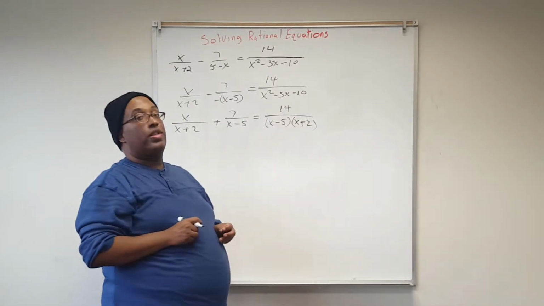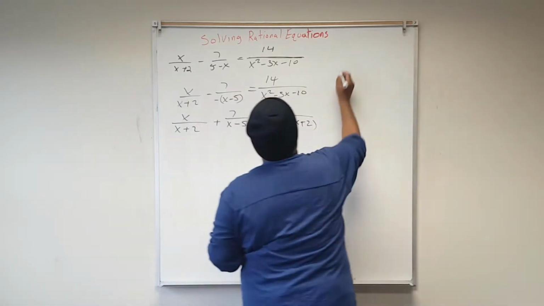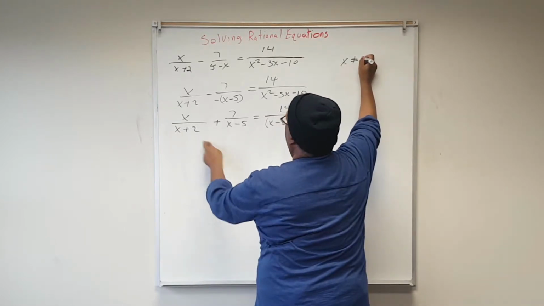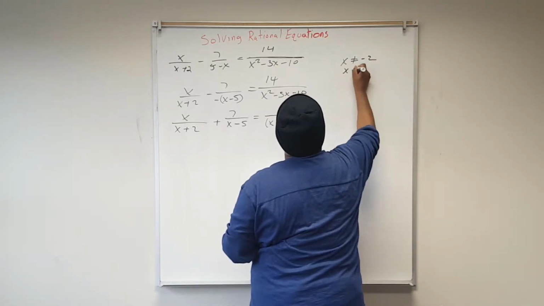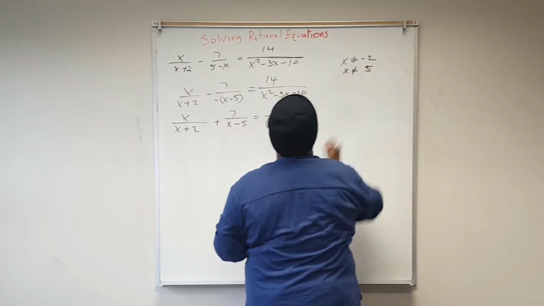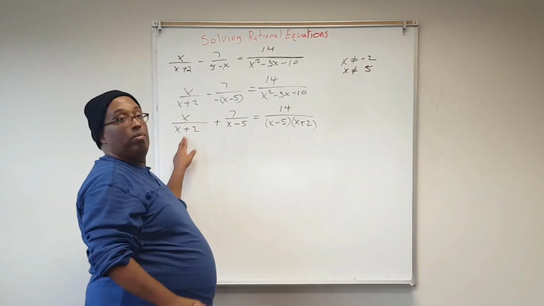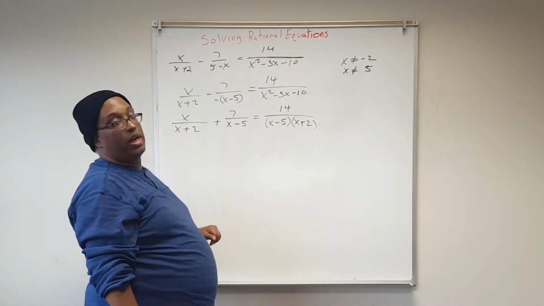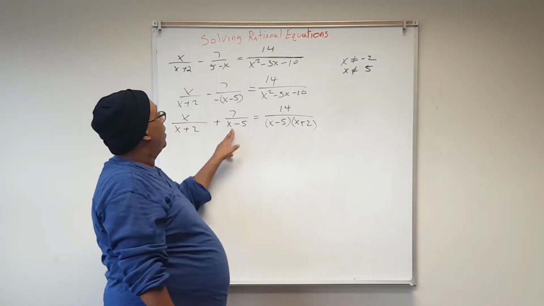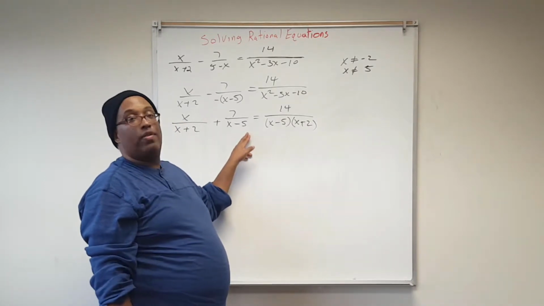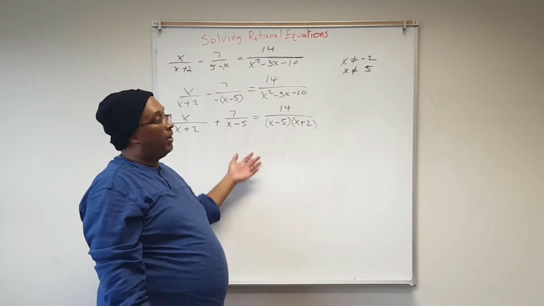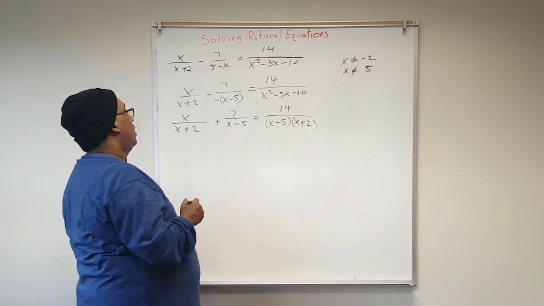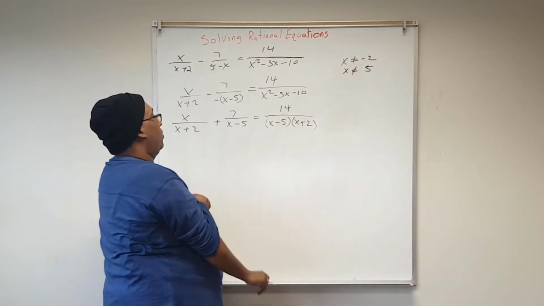Now we need to state our restricted values. So x cannot equal negative 2, and x cannot equal positive 5. If we plug in negative 2 plus 2, we get 0 in the denominator. That makes it undefined. If I plug in positive 5 minus 5, we get 0 in the denominator. That makes it undefined. So these are restricted values. Now we can solve this, keeping in mind our restricted values.